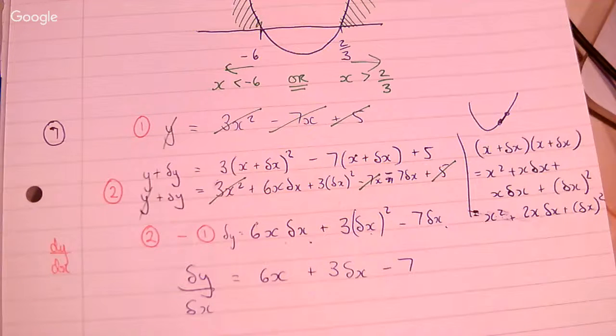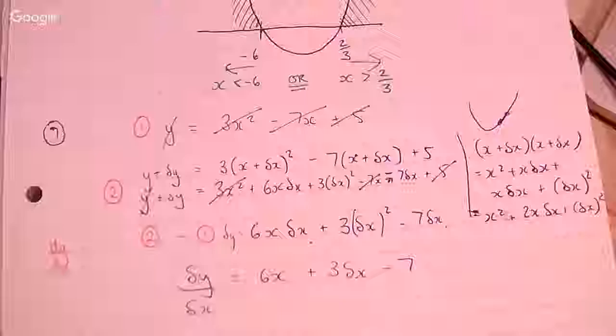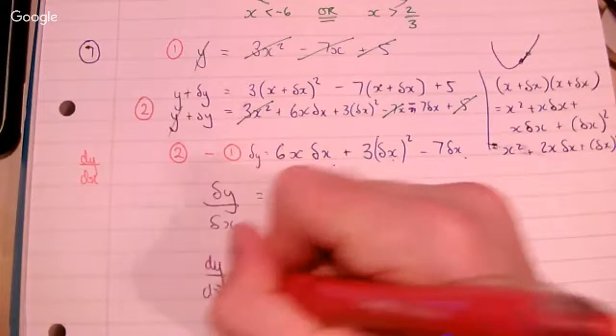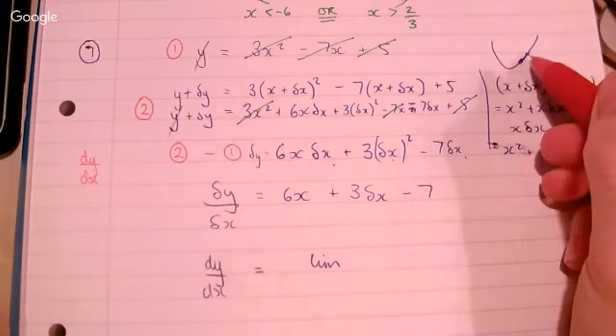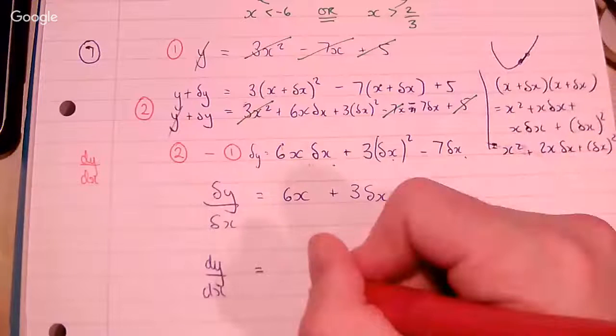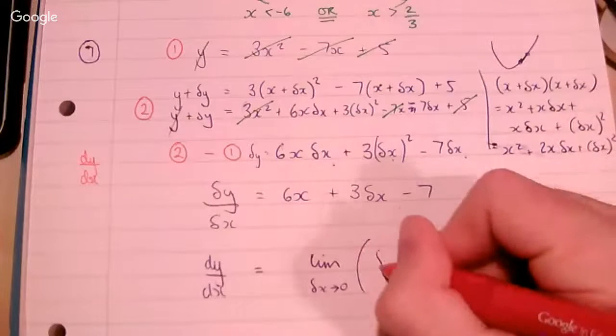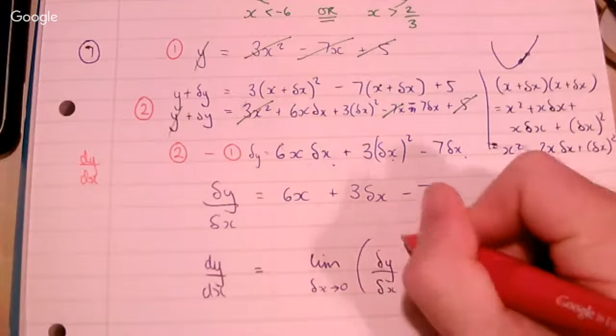Okay, the final thing you do is very, very important, you remember the statement. We say dy by dx equals the limit, as this point here gets even closer, as delta x tends towards 0, as it gets closer and closer and closer, of this delta y over delta x.